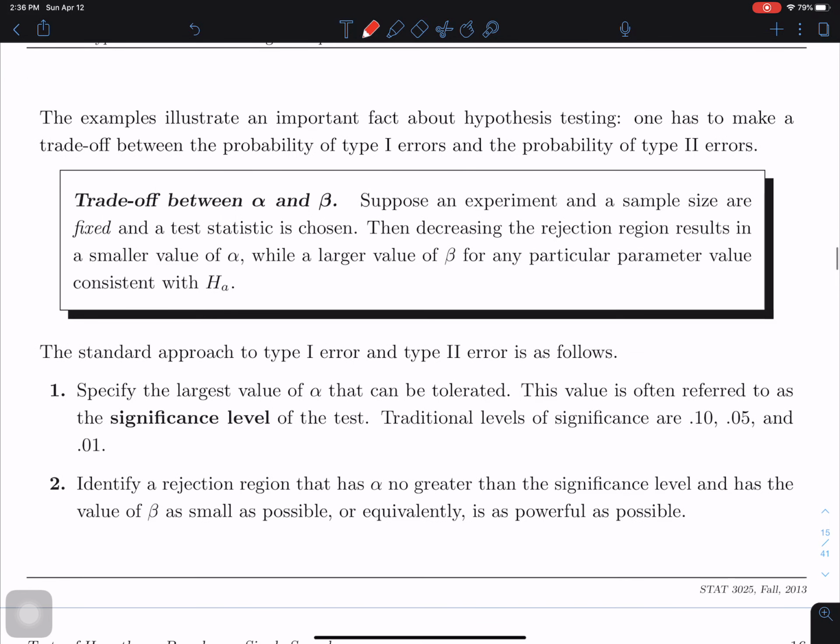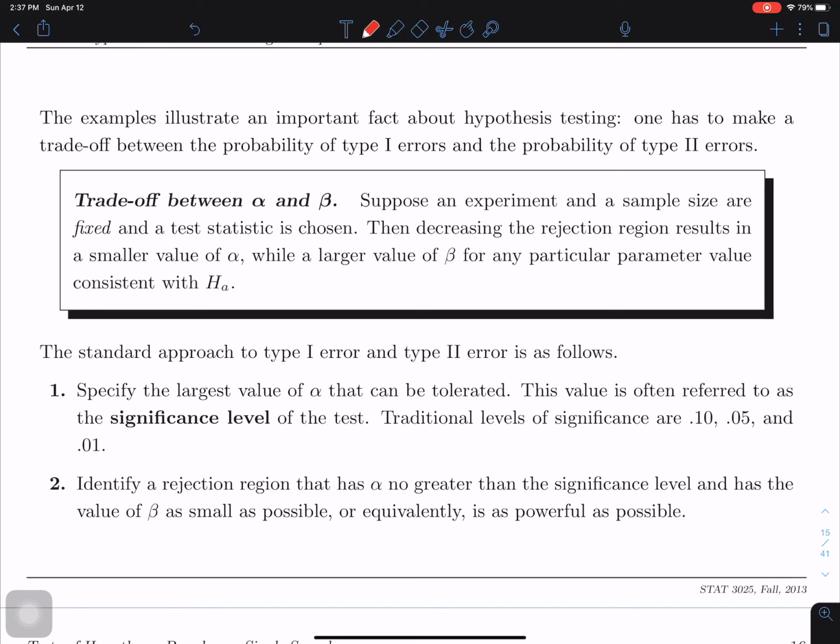So the examples illustrate an important fact about hypothesis testing. That is to say, one has to make a trade-off between the probability of type 1 errors and the probability of type 2 errors, which is the trade-off between alpha and beta. Supposing an experiment and a sample size are fixed, and a test statistic is chosen, then decreasing the rejection region results in a smaller value of alpha, while a larger value of beta for any particular parameter value consistent with HA. The standard approach to type 1 error and type 2 error is as follows.